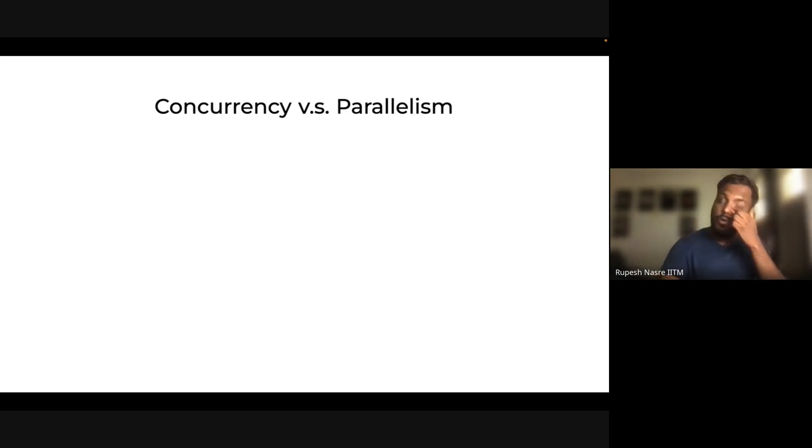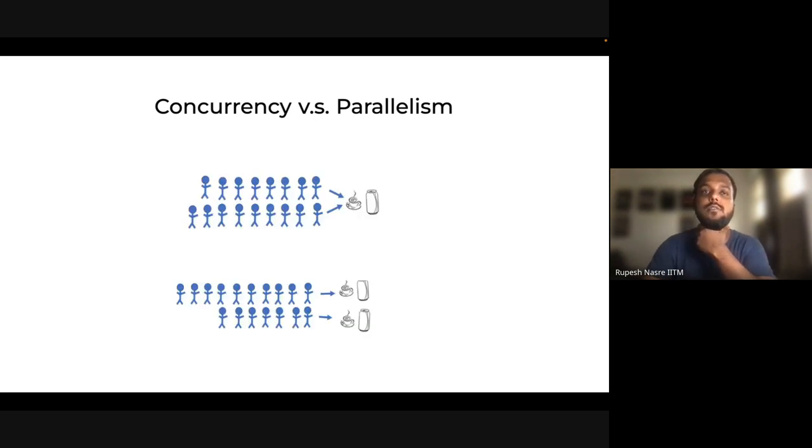Okay. So what is the basic difference between concurrency and parallelism? I will give you two figures, right? Which one seems to be concurrent and which one is parallel? Any guess?